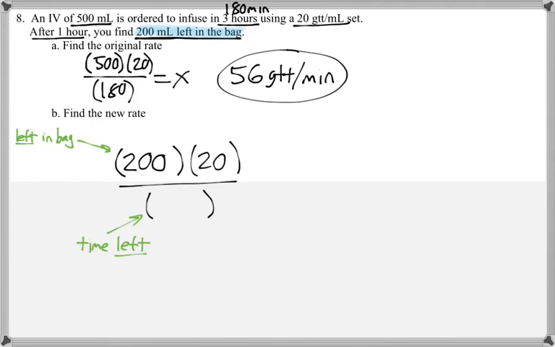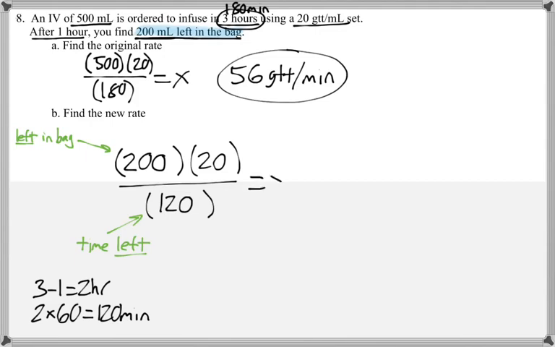Now, as for the time, it says after 1 hour. So 1 hour has passed, and 3 hours was the original time. So I do need to subtract that. So 3 minus 1 is 2 hours, and then 2 times 60 is 120. So there's 120 minutes left. So 200 times 20 divided by 120, and our new rate is 33 GTT per minute.